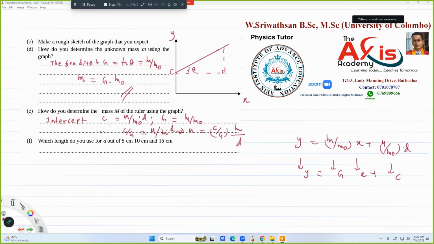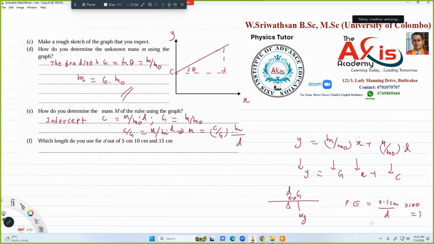Right. What length do you choose for D? D is a fixed length. That means this is the pivot. From the pivot to the center of gravity of the meter rod, this distance they kept as a constant D. As we know, when we measure length using a meter rod, we have to keep the percentage error at least 1% or below 1%. Percentage error is the least count of the meter rod, 0.1 centimeter, over the distance D into 100. It should be at most 1%.